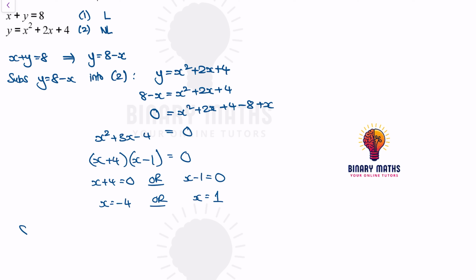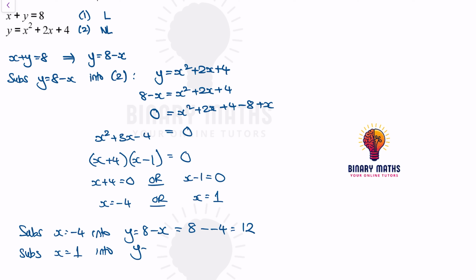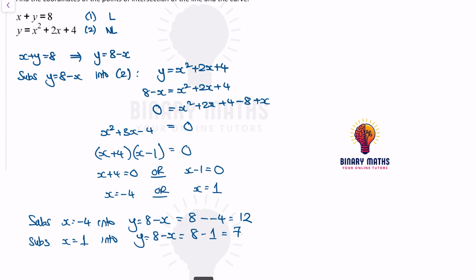Okay, so now I need to substitute to get my corresponding y values. So substitute x equals negative 4 into y is equal to 8 take away x. I get 8 take away minus 4, which gives me 12. In a similar way, if I substitute x equals 1 into the same equation, y is equal to 8 take away x, then I get 8 take away 1, which is equal to 7.